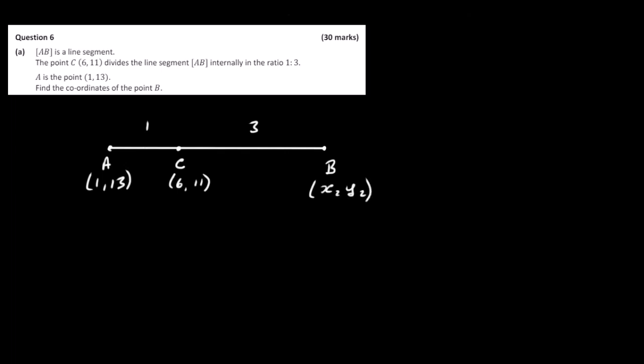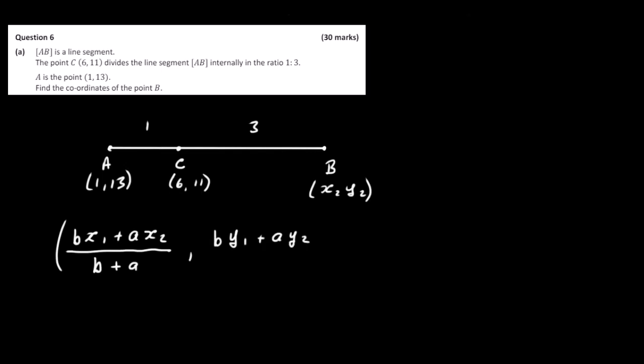Okay, so what we're going to do here is use a formula in your tables. It is (b x1 plus a x2) over (b plus a). That's the x coordinate of this point here. And then the y coordinate would be (b y1 plus a y2) over (b plus a). That's our y coordinate, that's 11.